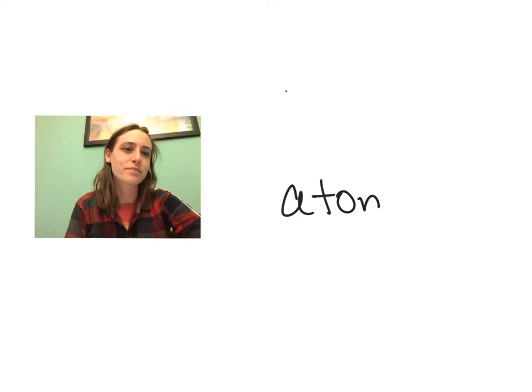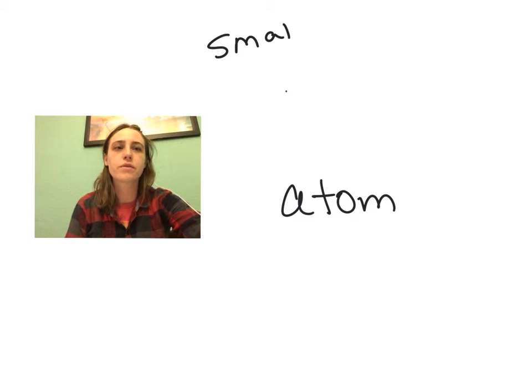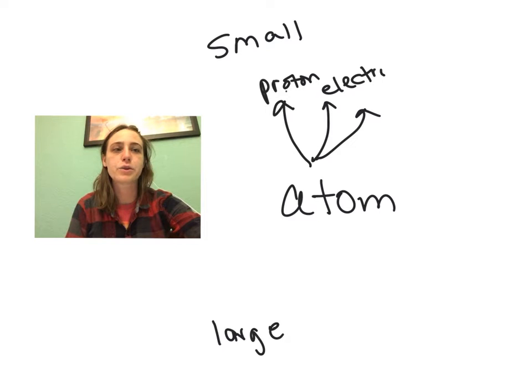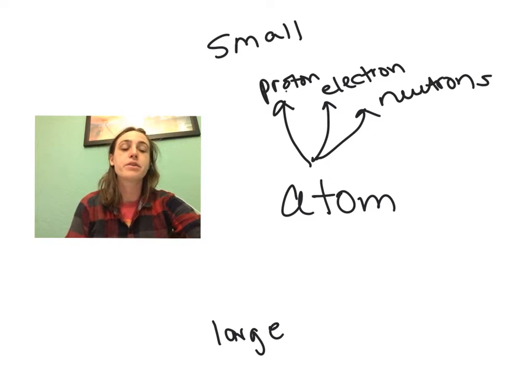All right, so you have your atom, okay? So your atom is going to be made up of 3 parts. So I'm going to start on this side. It's going from small to large, okay? So the atom, if we go back up into the smaller parts of our atom, we have 3 parts, and those were protons, electrons, and neutrons, right? So each atom is going to be made up of those 3 things.